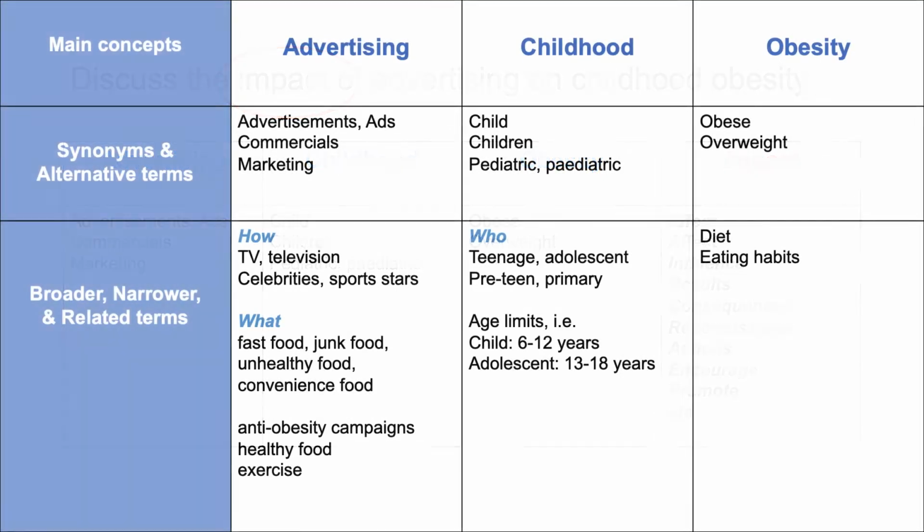Sometimes it also helps to think about broader and narrower words that relate to the main concepts, as these can give you more options to focus your search if you have too many results, or widen it out if you have too few. You can usually do this by asking more questions about your research topic. For this example, these questions might include: what kind of advertising affects obesity in children? How is this advertising delivered? What age groups am I most interested in?